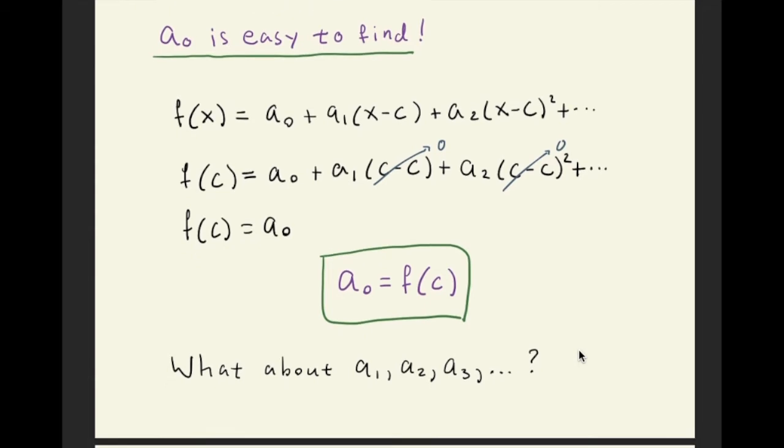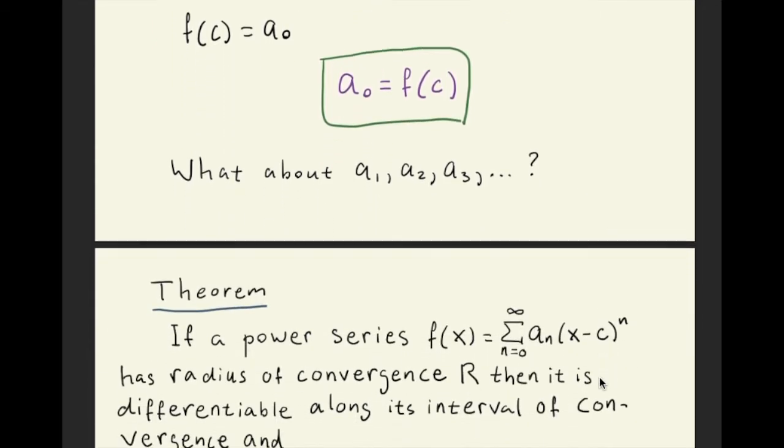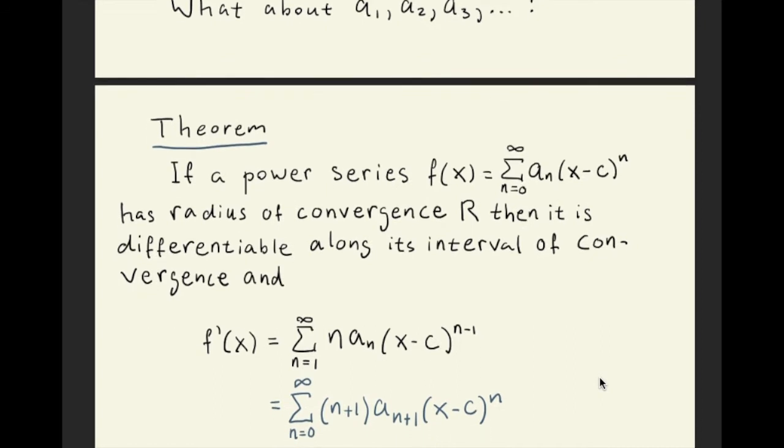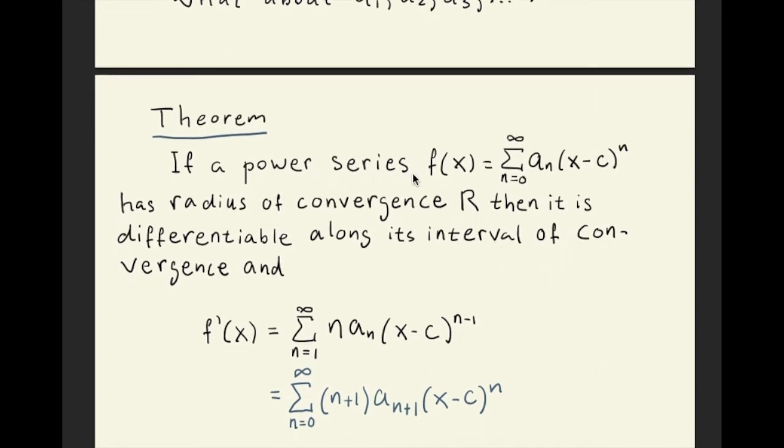So there's a theorem that will really help us to do exactly that. So the theorem says the following. If we have a power series, f of x equal to this power series, right? Polynomial of infinite degree. If this power series has radius of convergence r, then it is differentiable. It has a derivative along its interval of convergence, and you can write the power series for its derivative. So its derivative is also going to have a power series expansion, and it's just obtained by taking the derivative term by term of this power series for f, right?